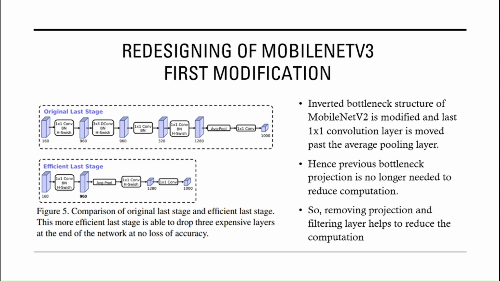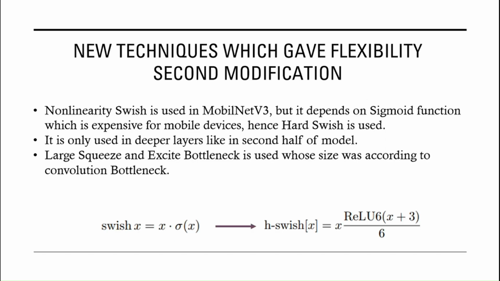Talking about the first modification, as we can see in the image, the bottleneck structure of MobileNetV2 above is modified and the last 1x1 convolution layer is moved past the average pooling layer. Then below in the image, hence the previous bottleneck projection is no longer needed to reduce computation, therefore removed. The second modification we can talk about is the nonlinearity swish. Swish is used in MobileNetV3, but it depends on the sigmoid function, which is expensive for mobile devices. Hence, hard swish is used in its place.